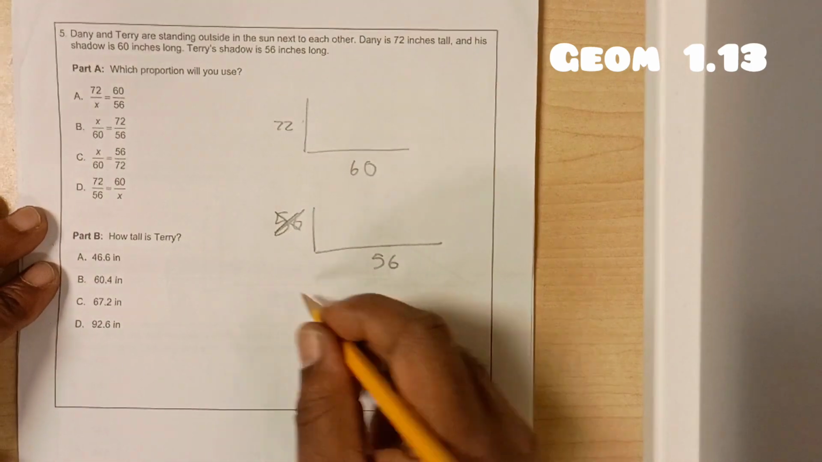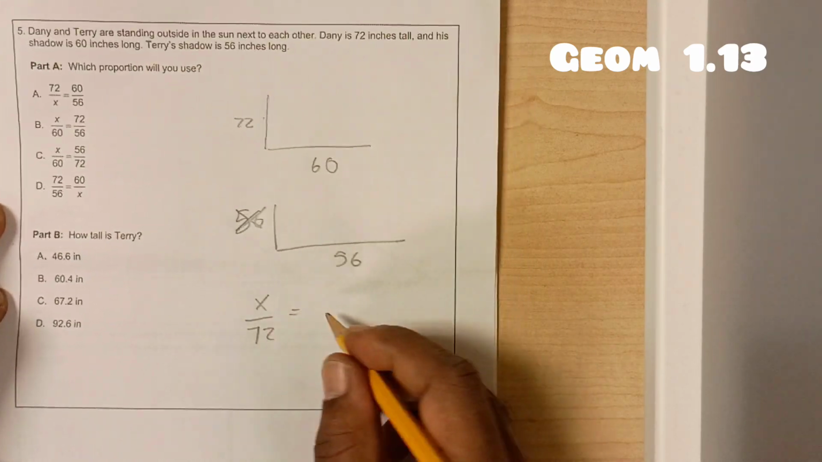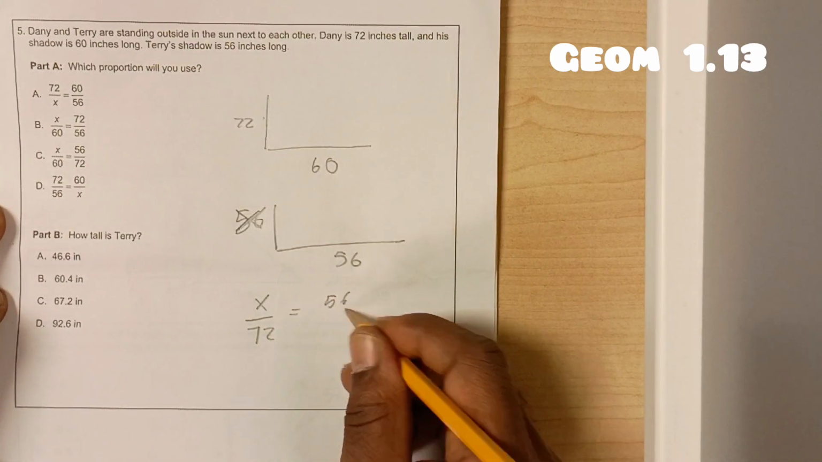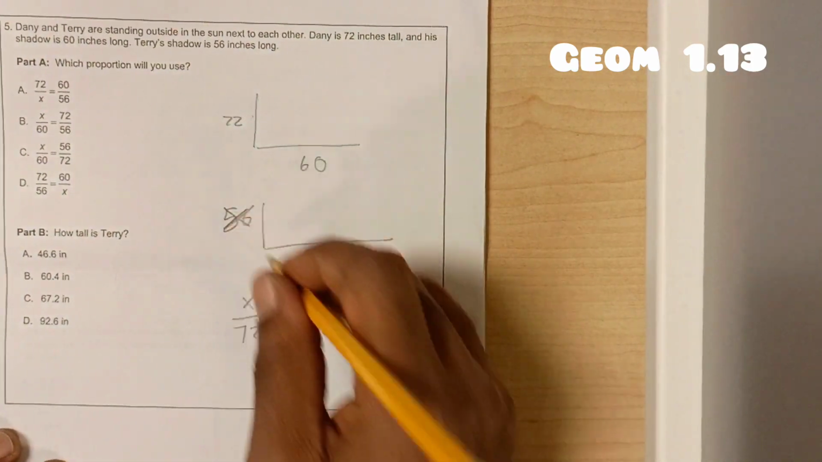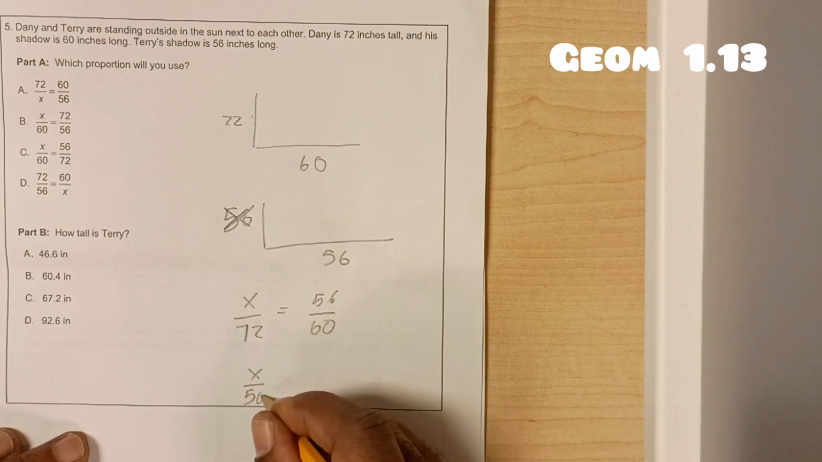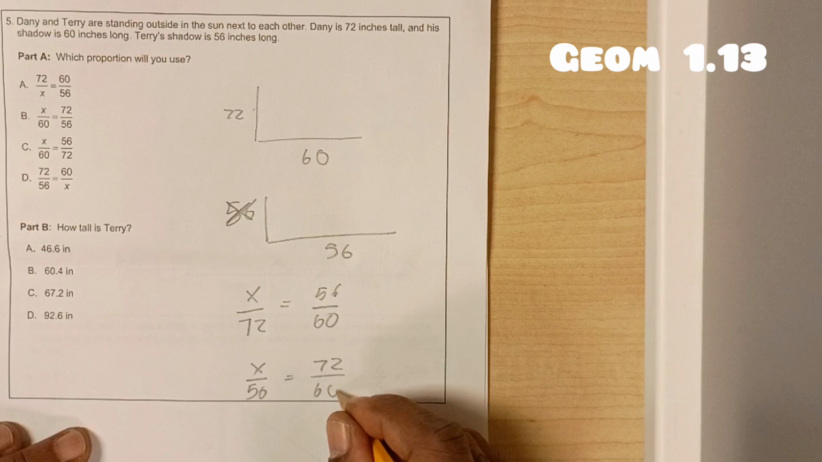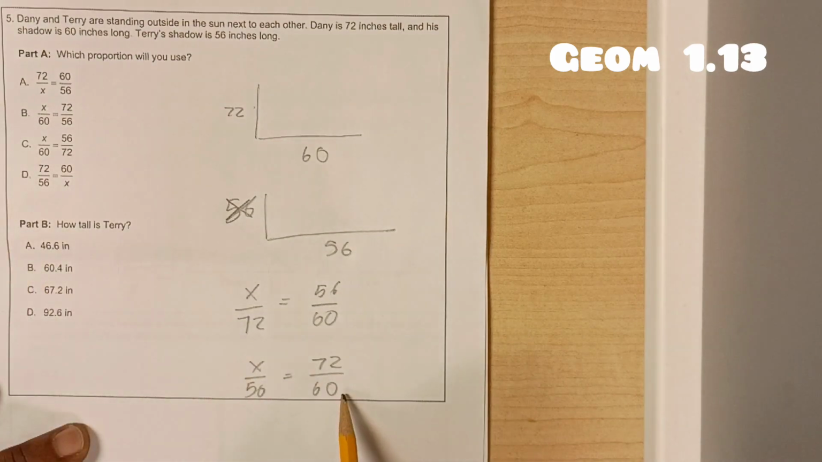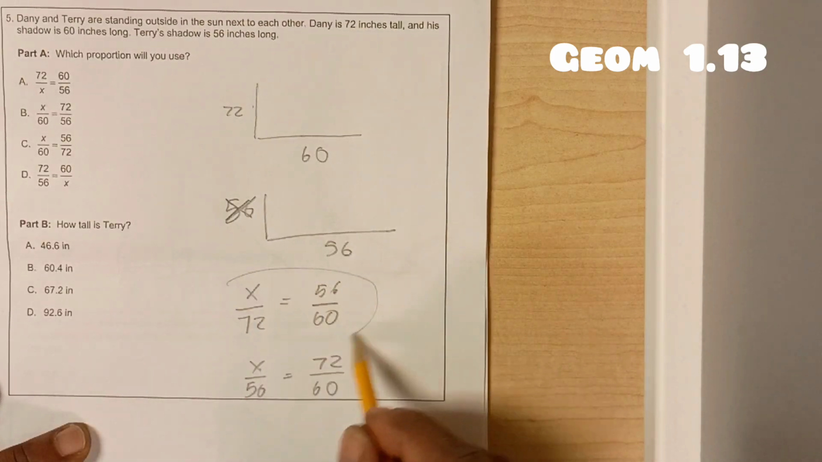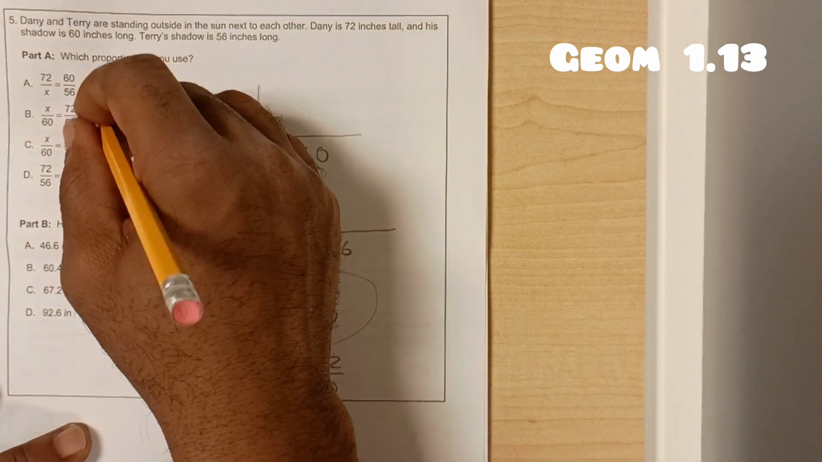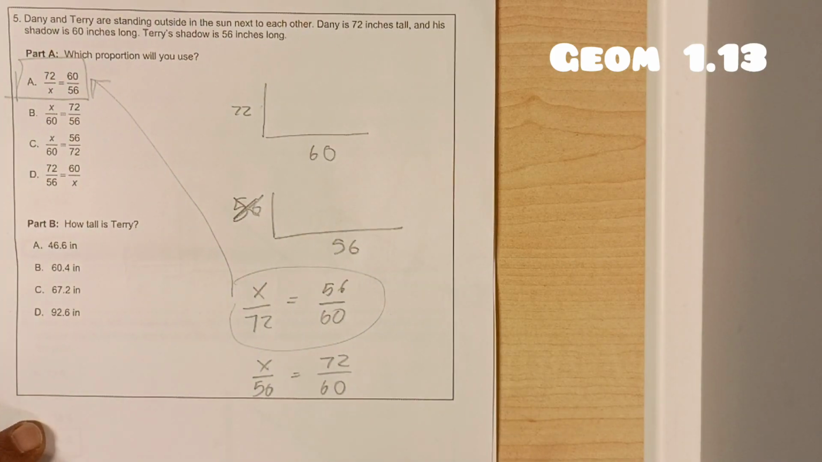So the proportion is that x to 72 has to be the same thing as 56 to 60. Okay? If we look at it that way, or we can say x to 56 has to be the same thing as 72 to 60. Both of those proportions are the same thing. Which one do we find? We find this one inverted right here. Always remember the inversion is the same if both sides are inverted.